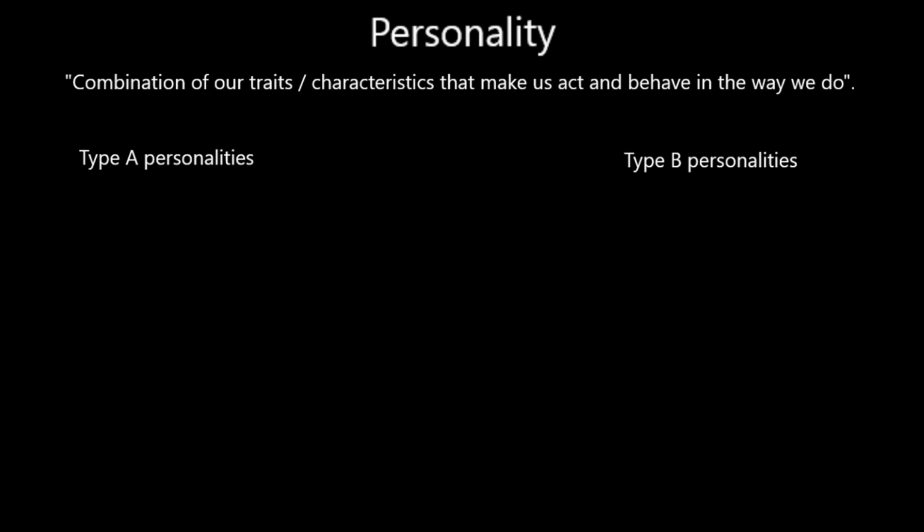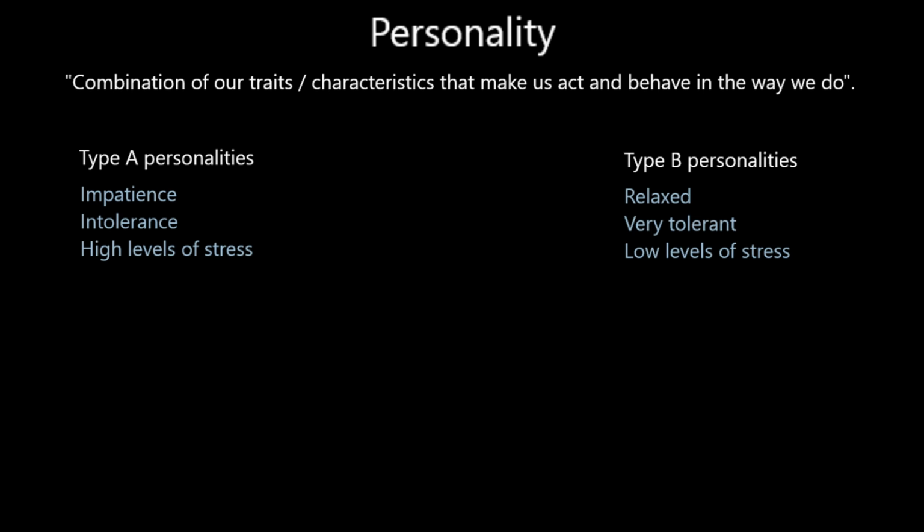Now, in psychology, there's an approach to personality called the narrow band approach. Narrow in terms of some people say that there are only two personality types in the world. There are type A personalities and there are type B personalities. And you may have even done questionnaires to find out if you are a type A or a type B. We're going to look at some of the traits or characteristics of each. Now, as you might expect, they're opposite to each other.